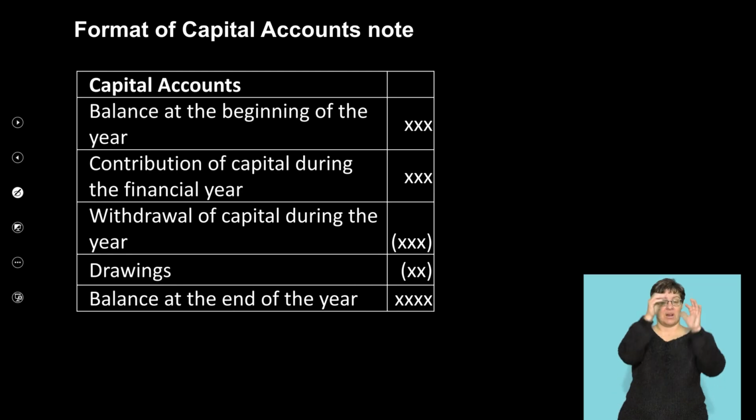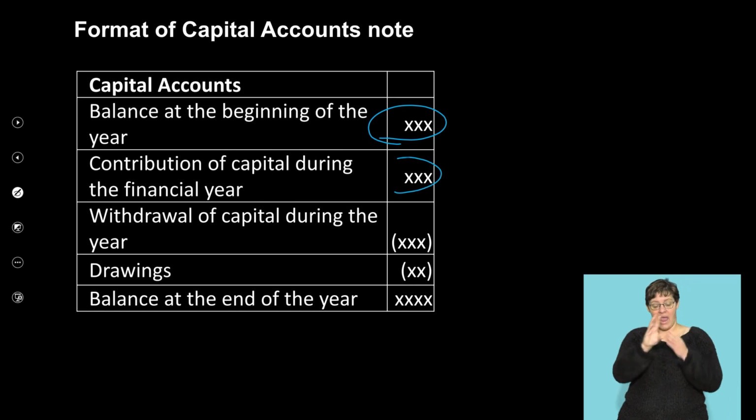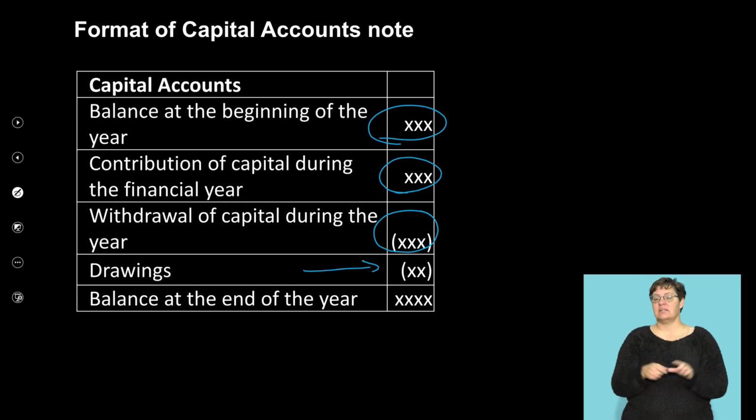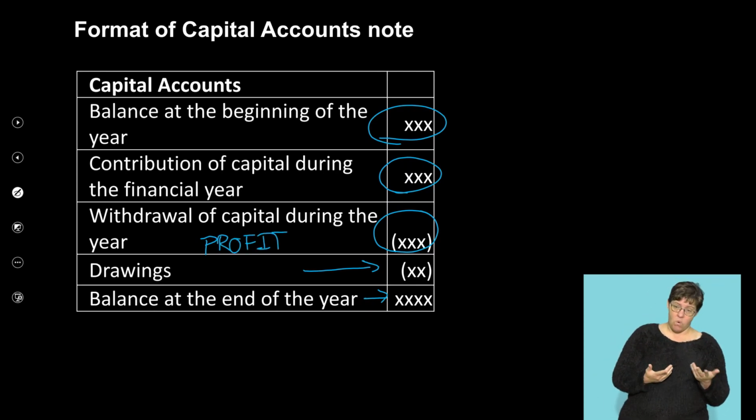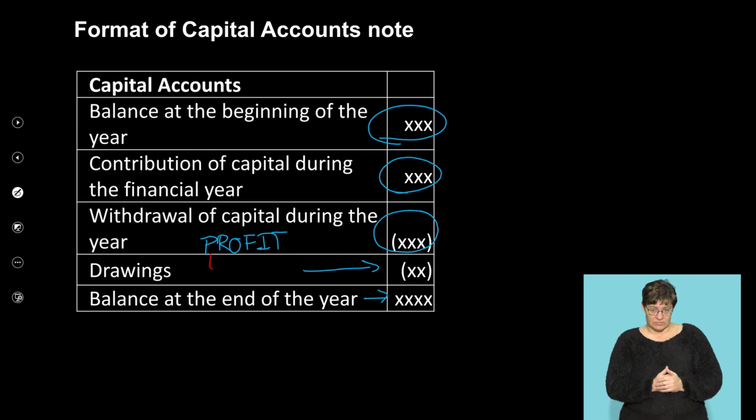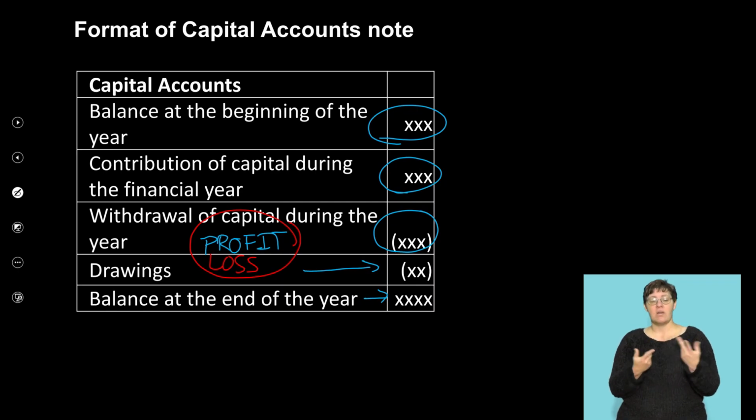Is your capital account. Obviously, it's your balance at the beginning of the year. Bring in your additions of capital, withdrawals of capital, right? Your drawings, and obviously, you've got to also take into consideration, this is your balance at the end of the year. The one component that you need to add here, obviously, would be the profit. You would add your profit that you've made, or you would subtract the loss if the business has made a loss. So these two components obviously will also impact on your capital account note, right?